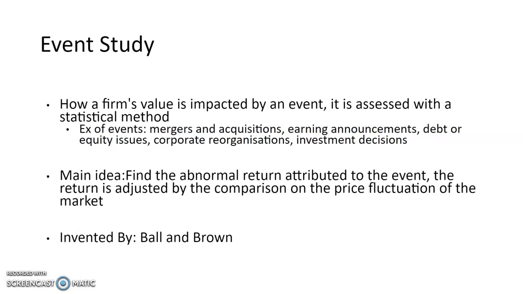So, what's the main idea? This is to find the abnormal return attributed to the event. The return is adjusted by comparison with the price fluctuation of the market. And this was invented by Ball and Brown.